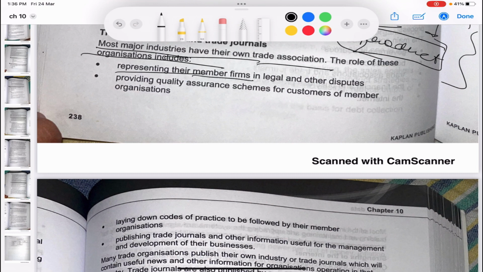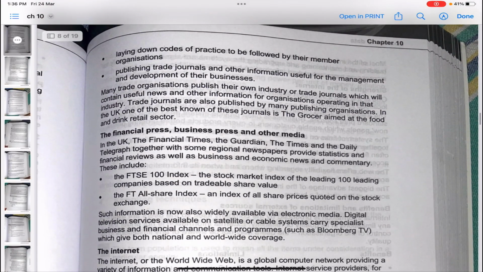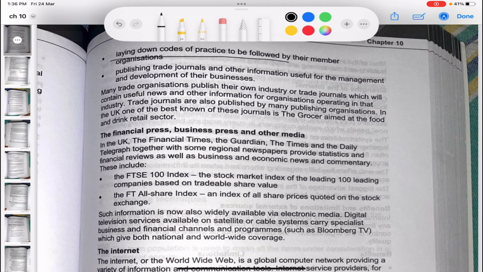Representing their member firms in legal and other disputes. Providing quality assurance schemes for customers and member organizations. So these are the associations which protect the rights of the customers as well, right? Laying down codes of practice followed by their member associations, publishing trade journals and other information useful for management and development of their business. Very clear, right?